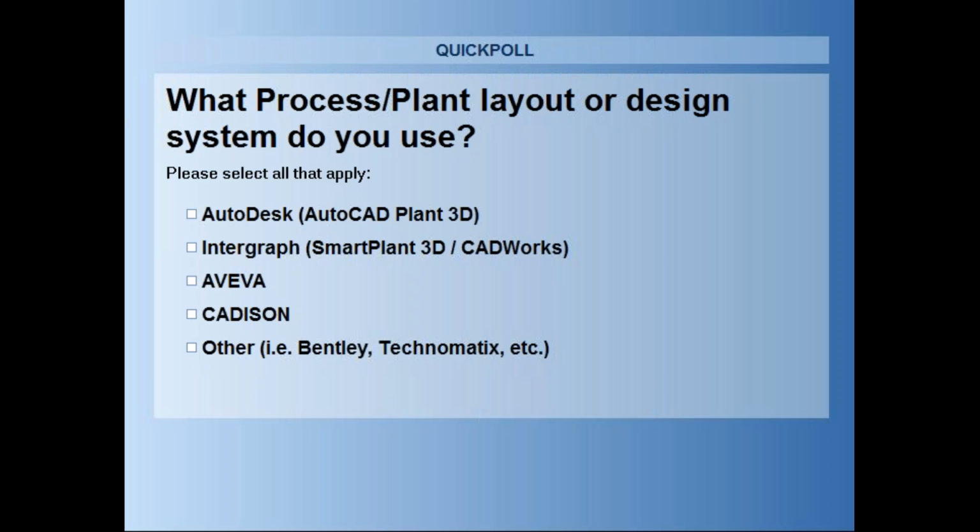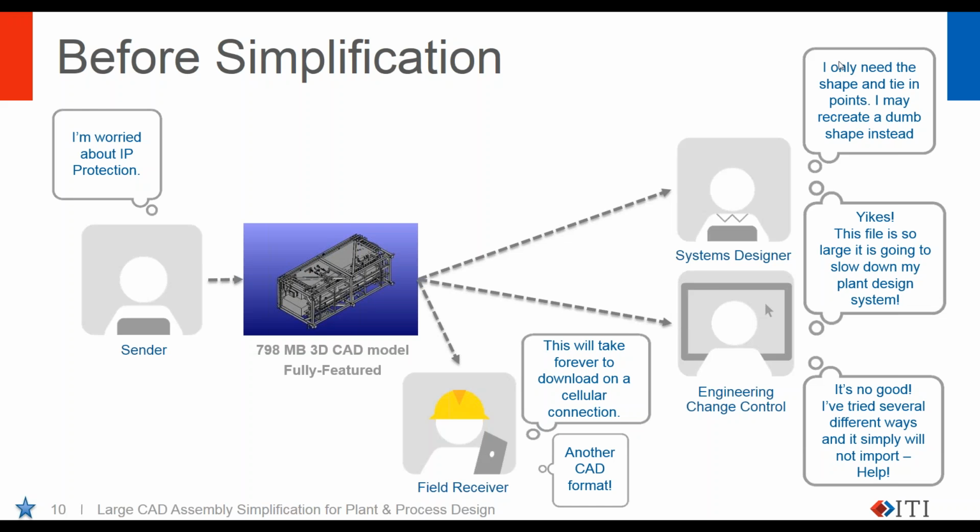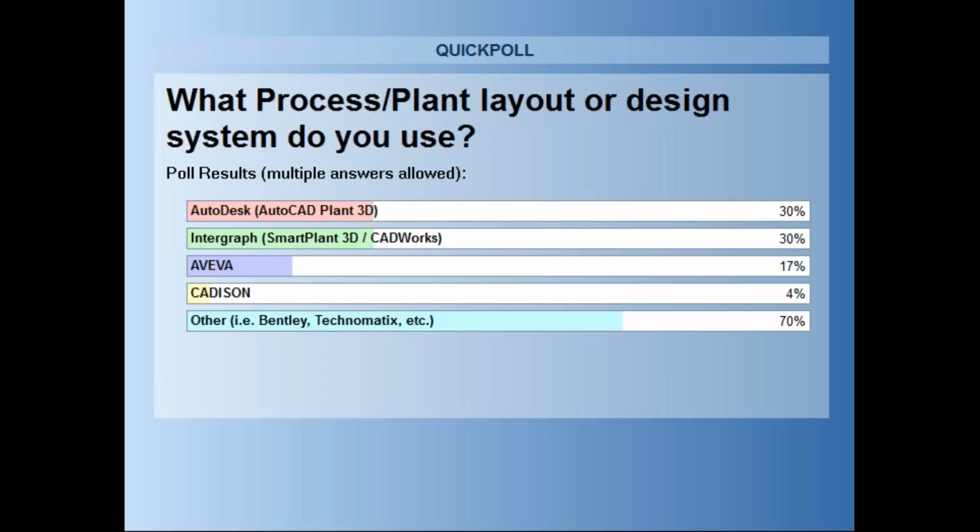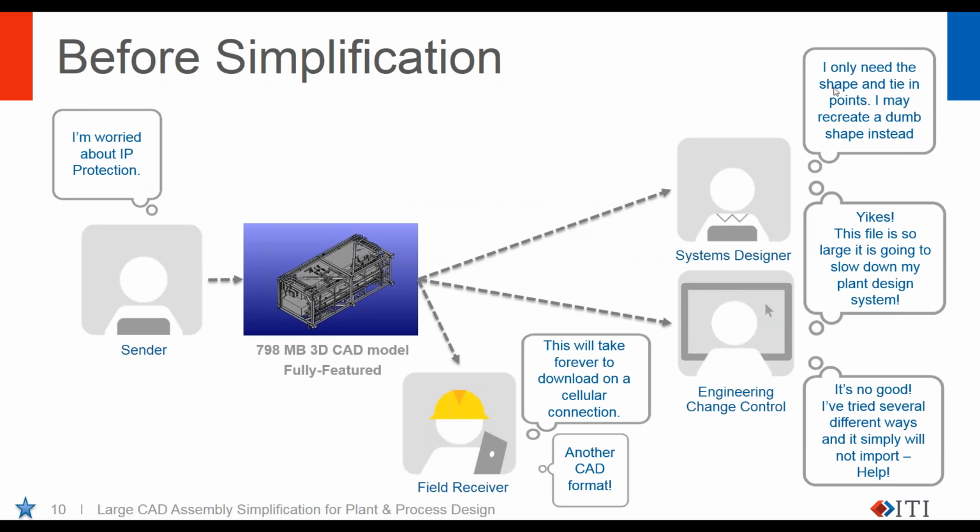Give you just a few more seconds to vote. Okay. All right, I'm going to close the poll, and then we're going to share these results. So it looks like 70% of the people online are either using Bentley, Technomatix, or another brand. 30% for Autodesk, 30% for Intergraph, 17% Aveva, and 4% CADISON. Okay, I'm going to hide the results. Thanks, guys, for participating. Back to you, Andy.